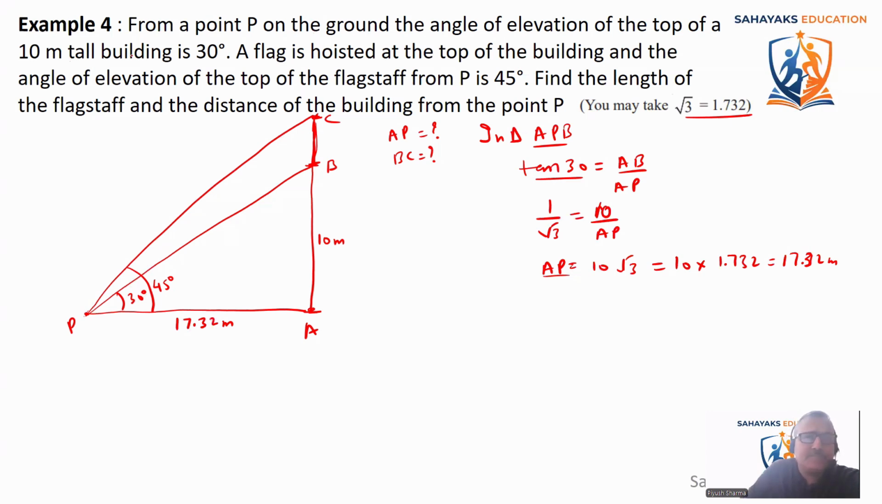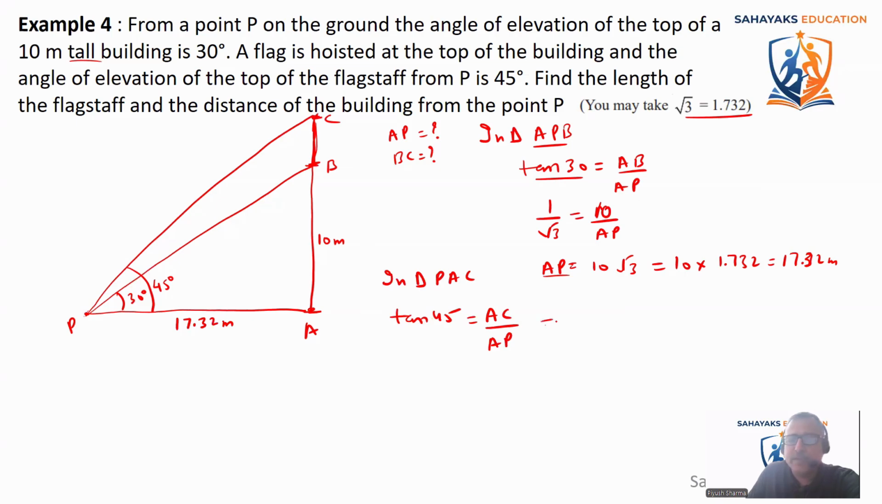Building. Okay. Now that we know the base AP, we'll take triangle PAC. In triangle PAC, which is the bigger triangle, the angle will be tan 45. We have to take tan 45 because the angle of elevation of the flagstaff is 45 degrees. So tan 45 is equal to AC divided by AP.